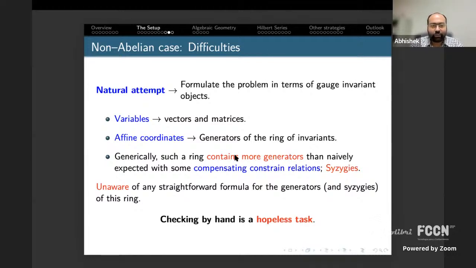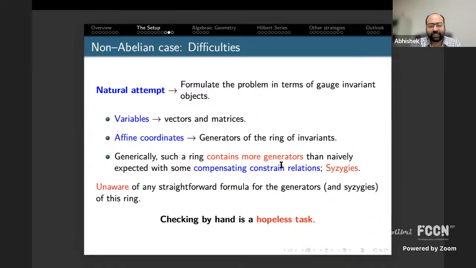Because typically what happens is that in non-abelian cases, you have far too many generators for these gauge invariant objects than there actually are. So you have many more generators for these gauge invariant objects, and to compensate for this overcounting, you also have a lot of constant relations among them. I will show you an example, maybe in the next slide, which are called the syzygies.